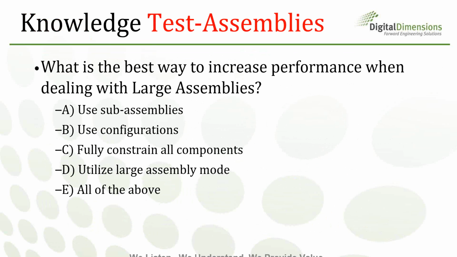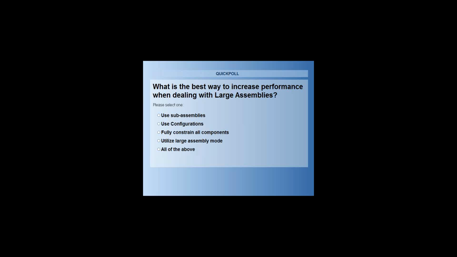The next question I have, to start off the next session, is going to be on assemblies. I'm going to go ahead and release this poll right now, and please take a moment and answer that question. What is the best way to increase performance when dealing with large assemblies? I've had a lot of questions on this, a couple of emails saying, I'm having trouble with my assemblies. It's taking forever to load. It's taking forever for me to open things. How do I essentially optimize this? The choices are: use sub-assemblies, use configurations, fully constrain all your components, utilize large assembly mode, or all of the above. A few of these we already talked about, so go ahead, take a second, and answer that.